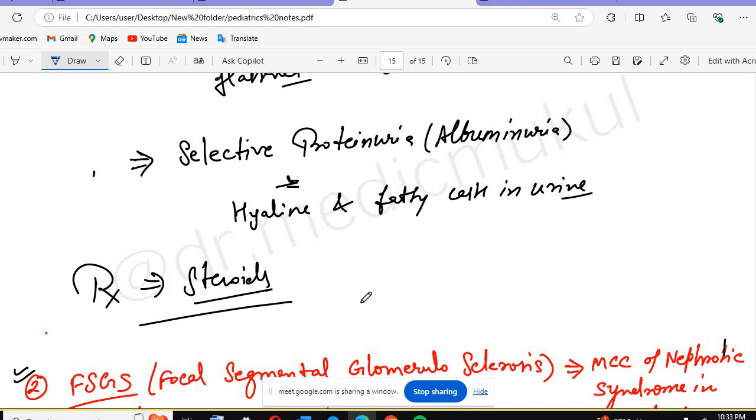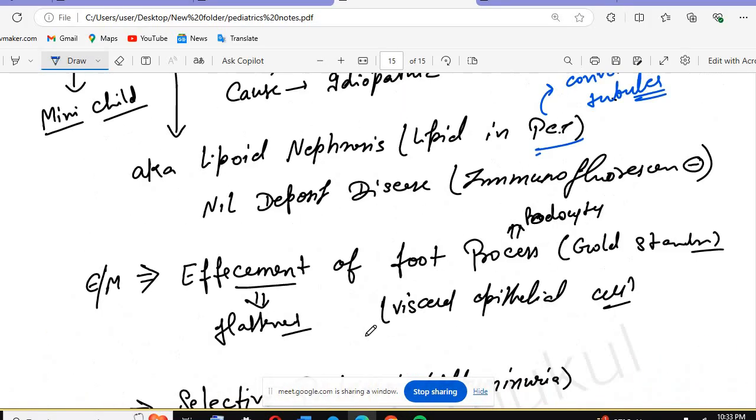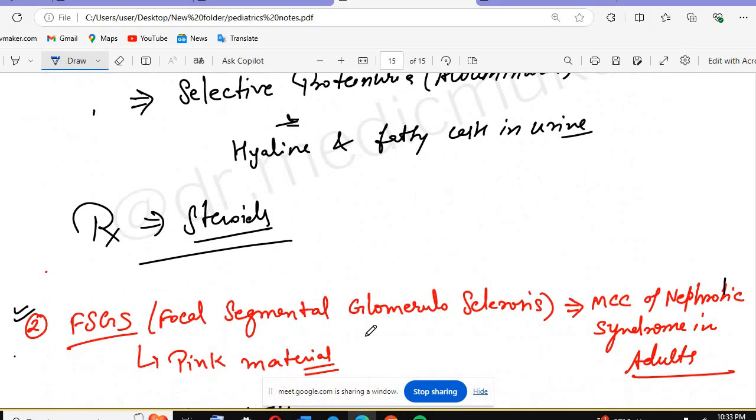Now the treatment is what? Steroids, because there is some inflammation, and whenever there is inflammation, you have to give steroids.